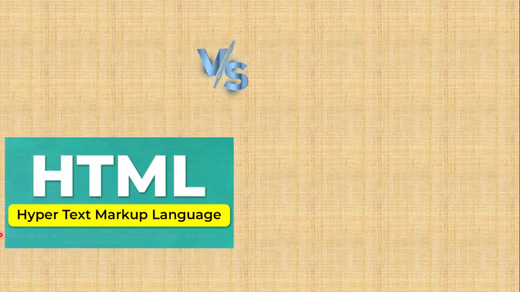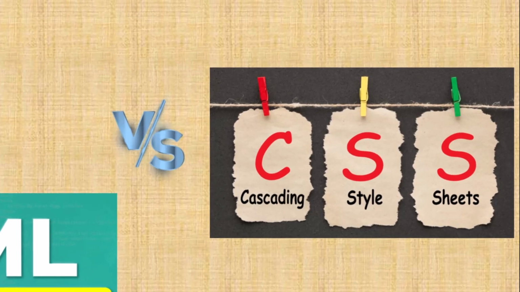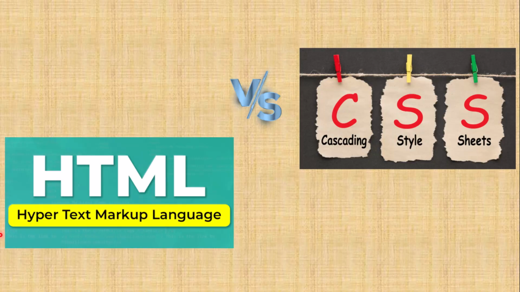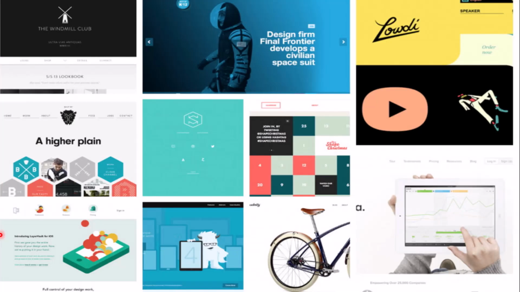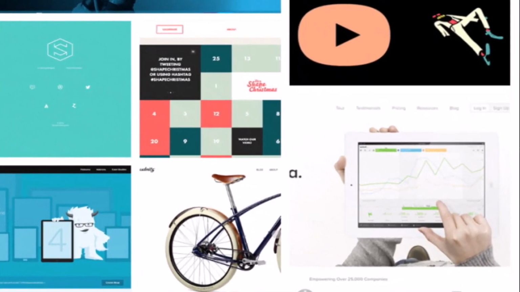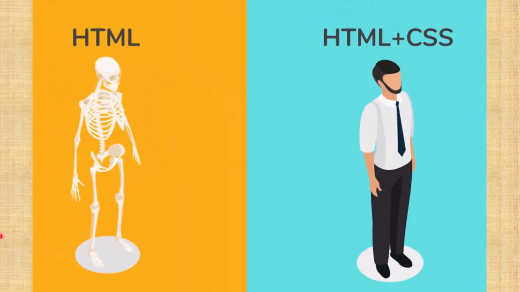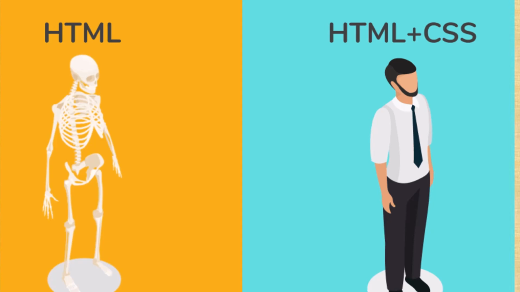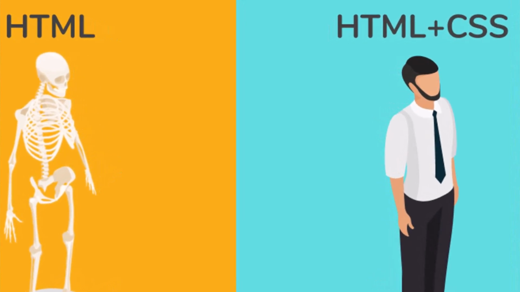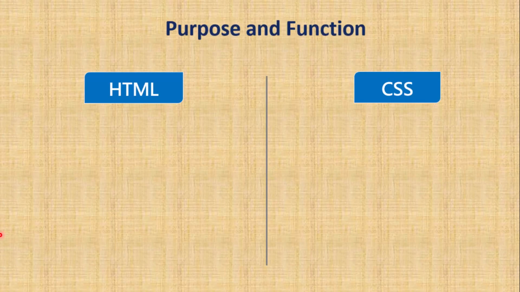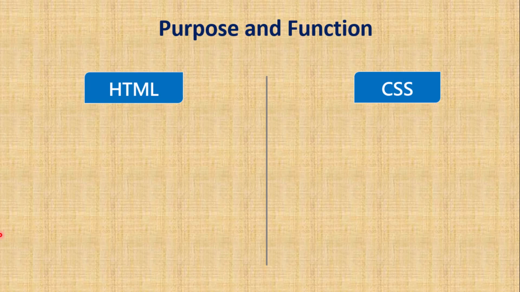HTML, hypertext markup language, and CSS, cascading style sheets, are two fundamental technologies that work together to create and style web pages, but they serve distinct purposes and have different roles in web development. Understanding their differences is essential for anyone looking to build or design websites. The primary difference between HTML and CSS lies in their purpose and function.